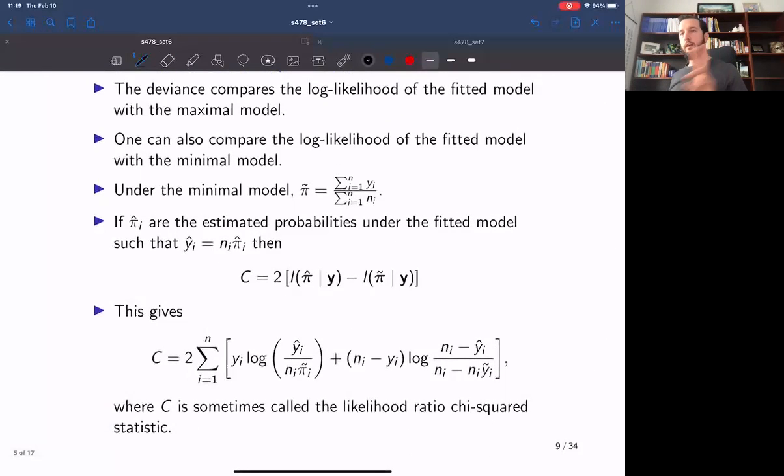Okay, so those are the two r-squared type measures that we can utilize. Now we're going to talk about a suite of different likelihood-based approaches. The first tool that I'm going to introduce is called little c. Capital D compares the fitted model to the maximal model. Little c compares the fitted model to the minimal model.